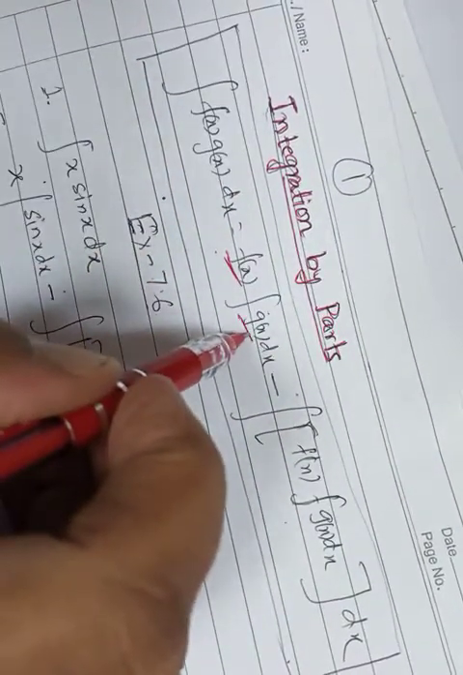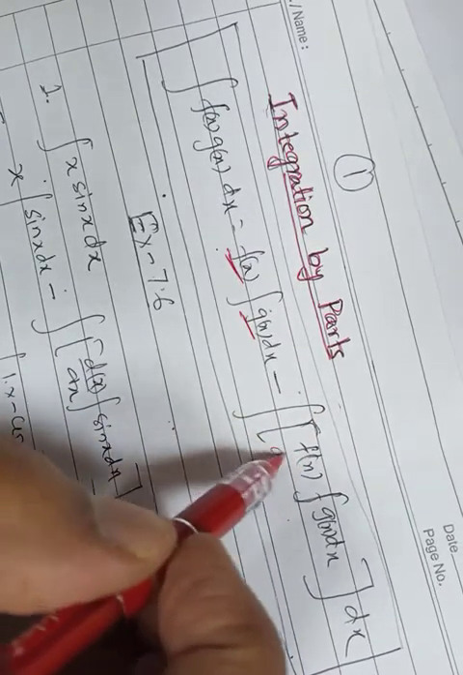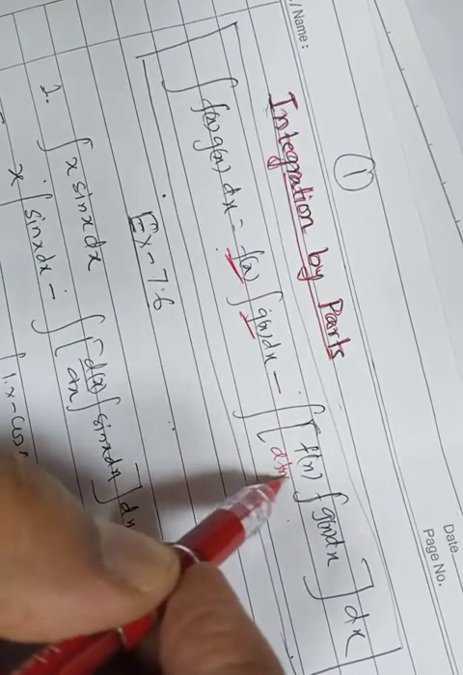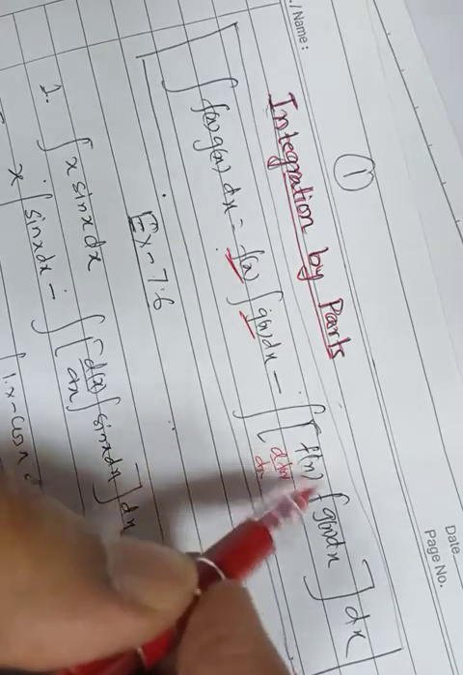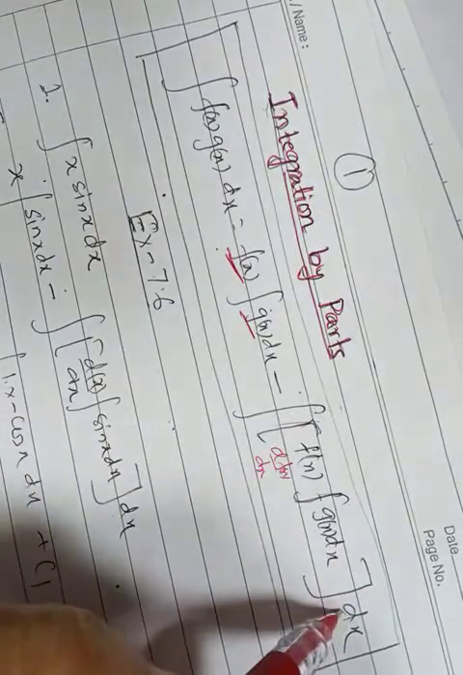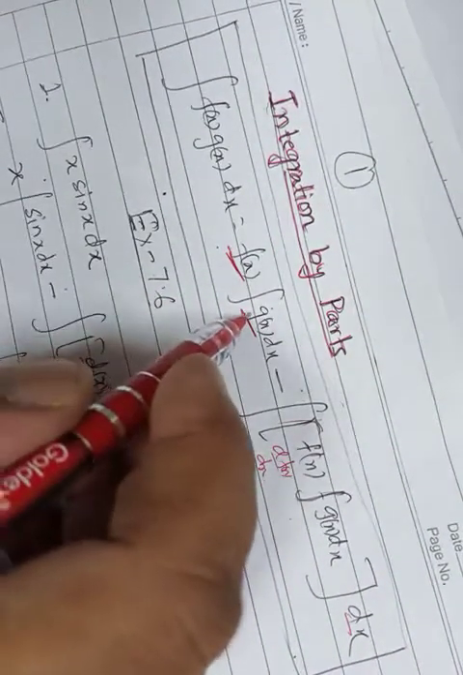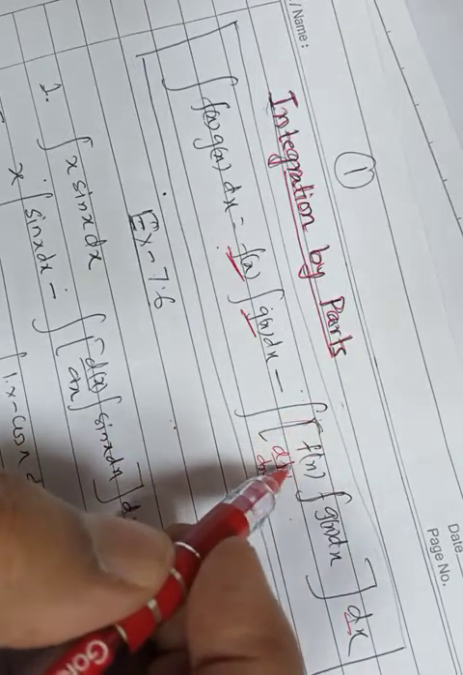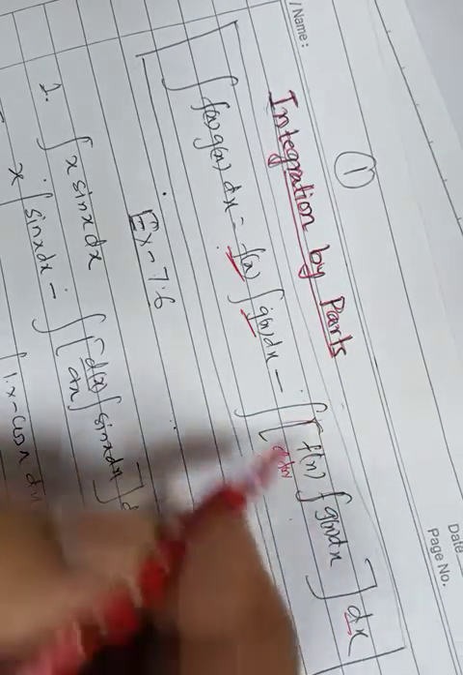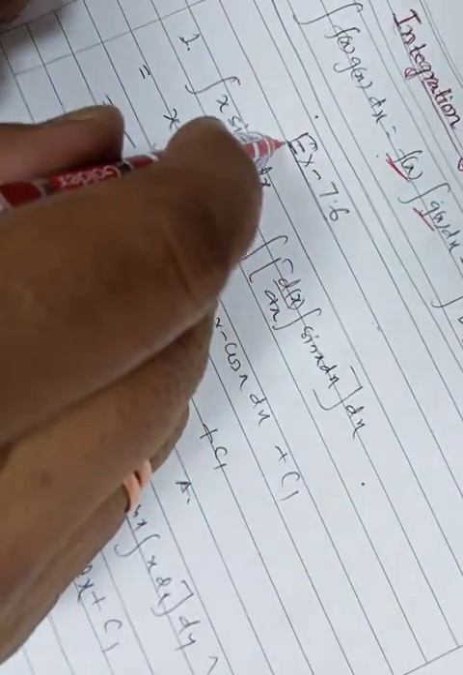first function into integration of second, minus differentiation of first function, or f dash x, whatever, then integration of second function, whole integration. Okay, first function into integration of second, then differentiation of first function into integration of second function, whole integration. That way you remember. So let us do one question, then it will be more clear.